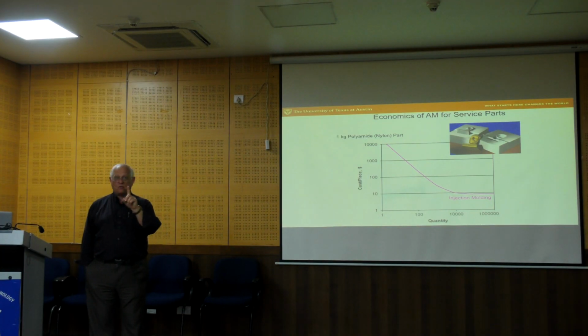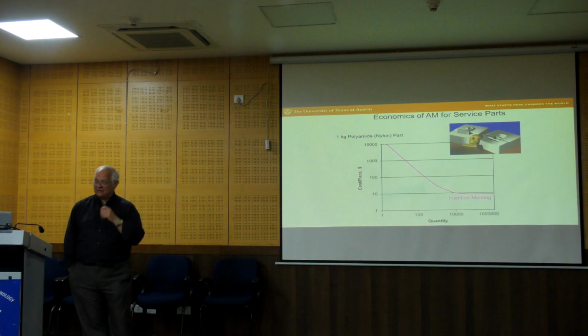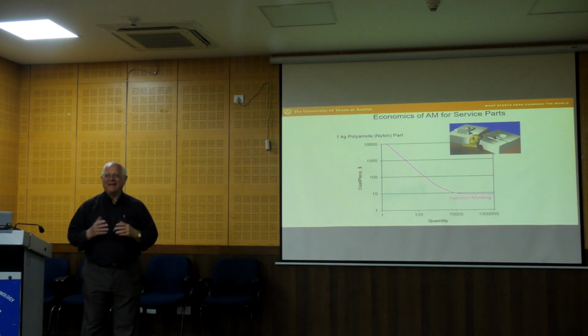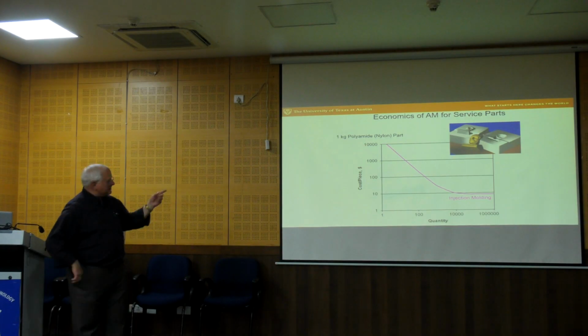So if I only want to make one part, and I spend $10,000 on a die set to make that one part, that means my one kilogram nylon part would cost me at least $10,000, because once I create the mold set, it's not good for anything else, right? So I have to eat the entire cost over my production line. So typically nobody does injection molding for one part for that reason. It's just too expensive.